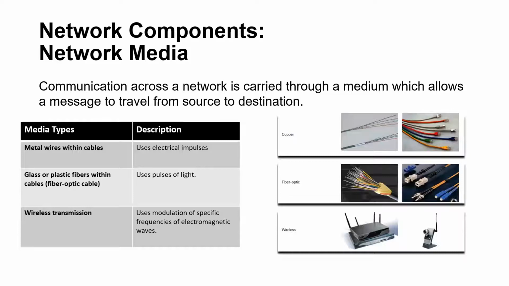The next component is the network media. Communication across a network is carried through a medium which allows a message to travel from source to destination. And we have different media types: metal wires within cables, which carry electrical impulses; glass or plastic fiber within cables, or fiber optic cables, which use pulses of light to transfer information; and wireless transmission, which uses modulation of specific frequencies of electromagnetic waves, which we use for wireless access or mobile devices.